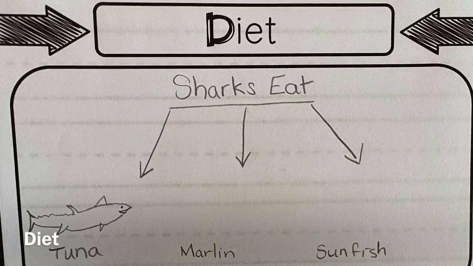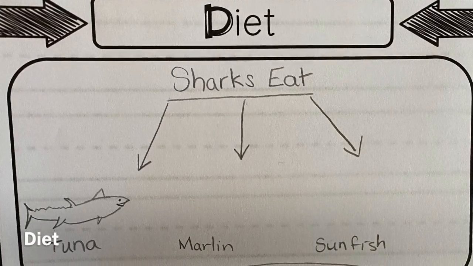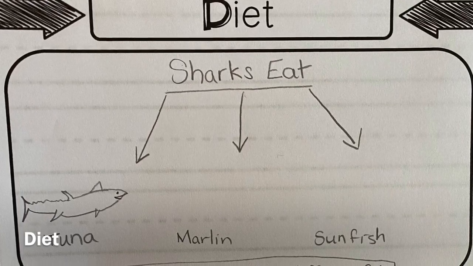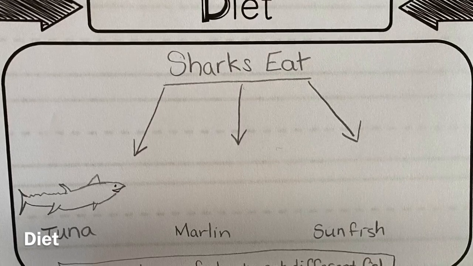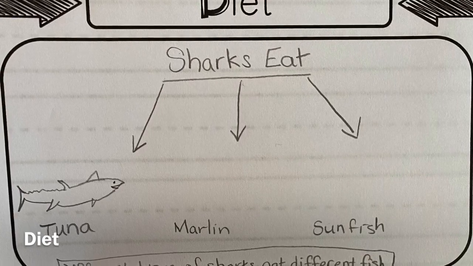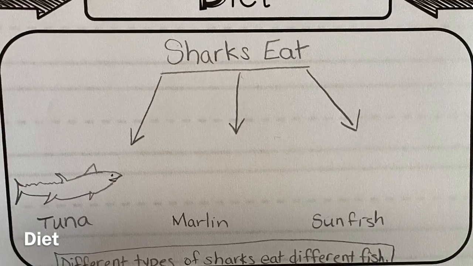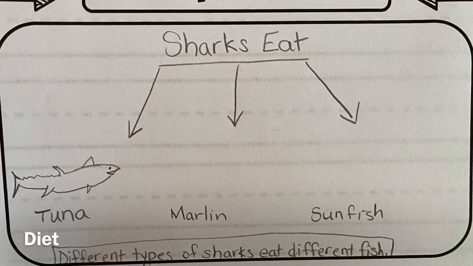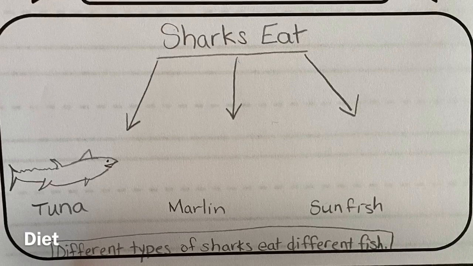On the diet page, I'm going to want to know what my animal eats. Now, different types of sharks eat different types of fish. So I'm going to have a caption that mentions that in my writing, but I'm also going to show the different types of fish that sharks eat. And some of those types of fish are tuna, marlin, and sunfish. So I did a quick diagram of those animals, and I'm going to draw labels and pictures of each of those fish.